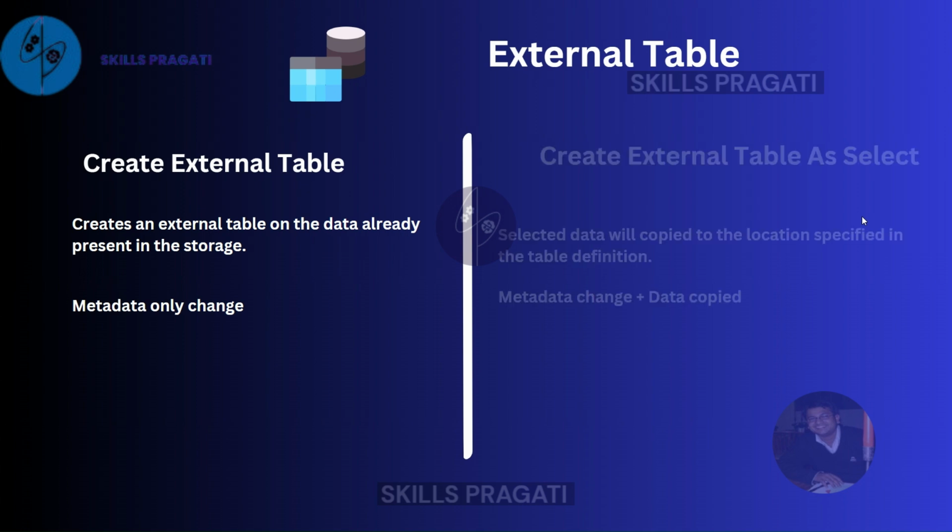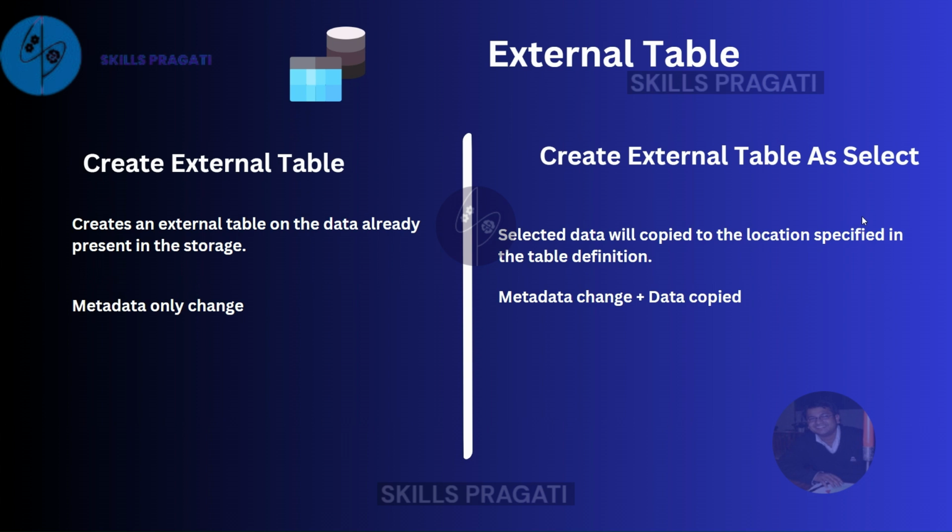The second way of creating an external table is using the CREATE EXTERNAL TABLE AS SELECT (CETAS) statement. This command lets us select data from the storage using a select statement and copy that data to another location in the storage, and also makes a table available on top of that data so that it could be queried similar to the CREATE EXTERNAL TABLE command.